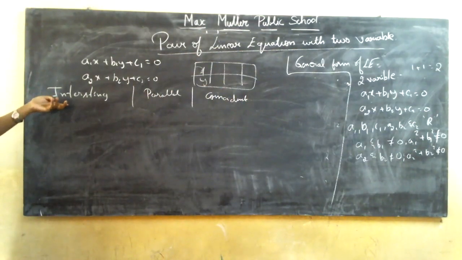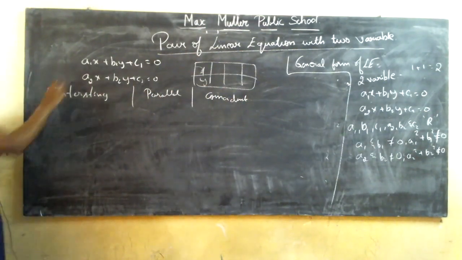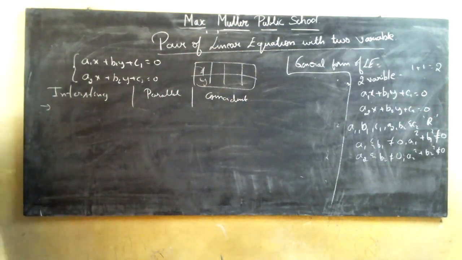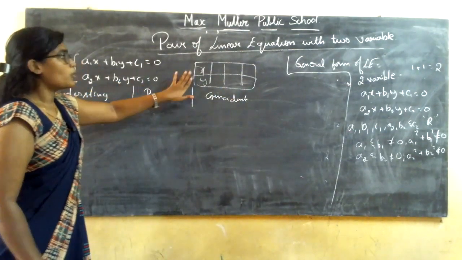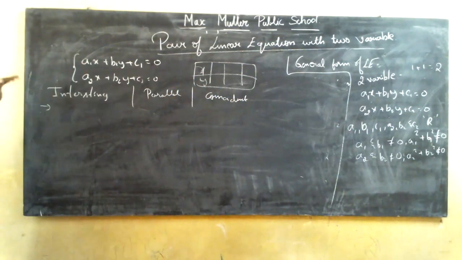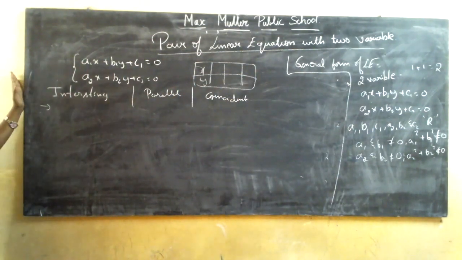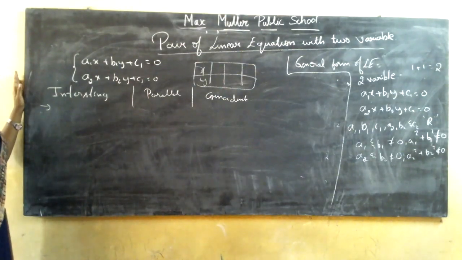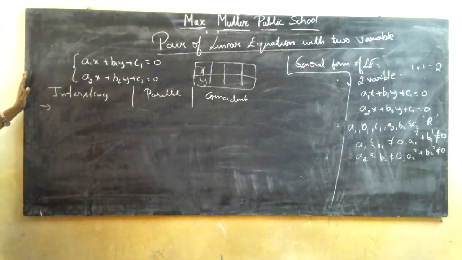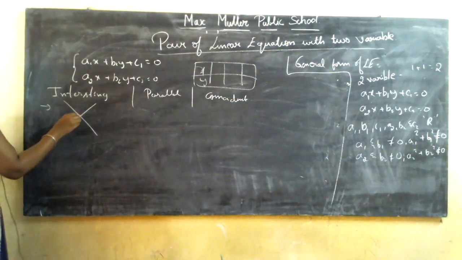How will you say it is an intersecting line, using only the general equation, without finding out the x and y values? Only if they ask what is the condition for intersecting lines when you have two lines, that is a1x plus b1y plus c1 is equal to 0 and a2x plus b2y plus c2 is equal to 0, then you are going to say that it will be having one intersecting point.